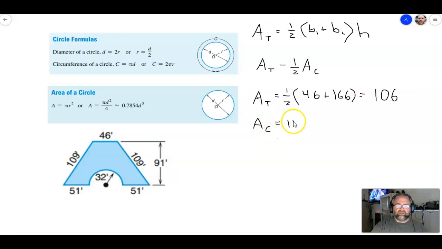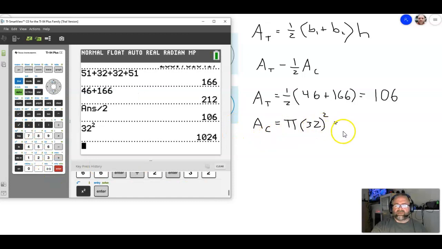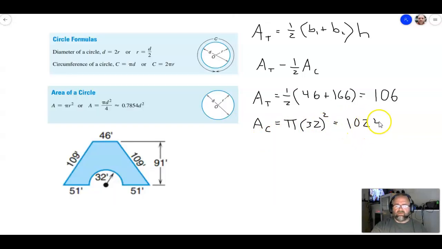So the area of the circle is pi times the radius, 32, squared. This is weird, huh? That might be to scale there. And that's going to give us 32 squared times pi. Let's see what 32 squared is. Go on the calculator. 32 squared. That gives me 1,024 pi. All right. Now half of the circle is going to be half of this, so if you divide that by 2, you're going to get 512 pi.